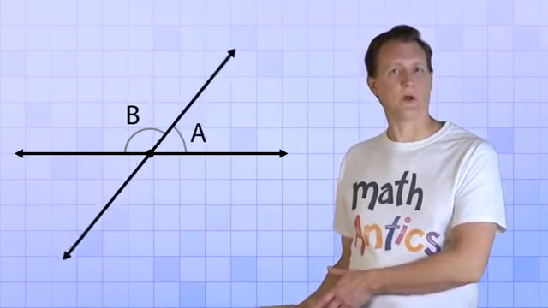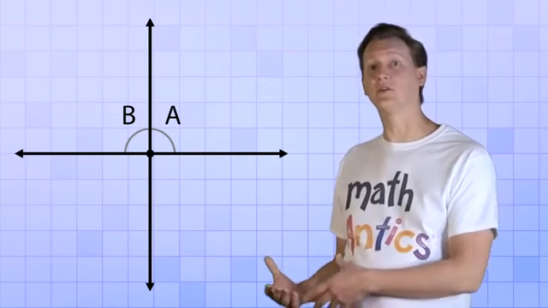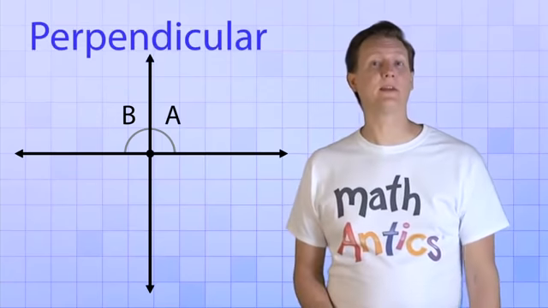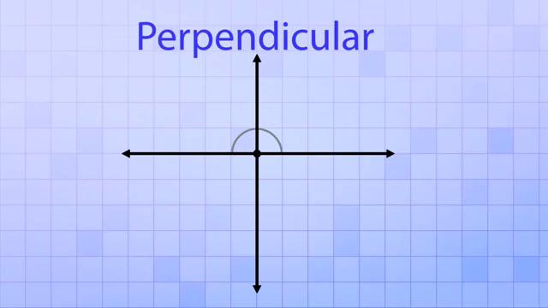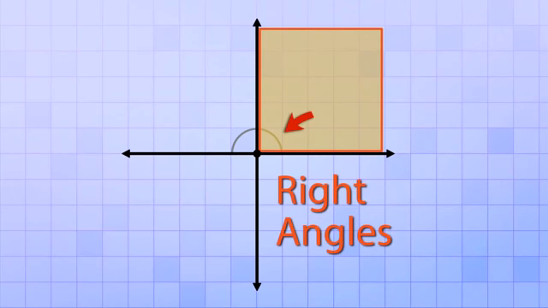But what if we rotate one of our lines until the angles do look like they're the same size? Now our angles look kind of like a plus sign. Lines arranged like this are called perpendicular. Perpendicular lines are lines that form square corners when they intersect. And these square corner angles have a special name in geometry because they're really important. We call them right angles.